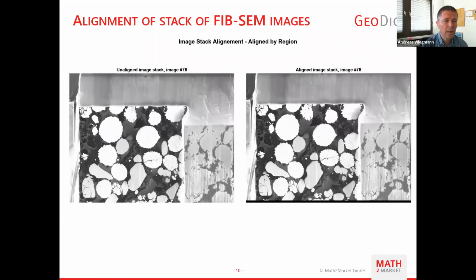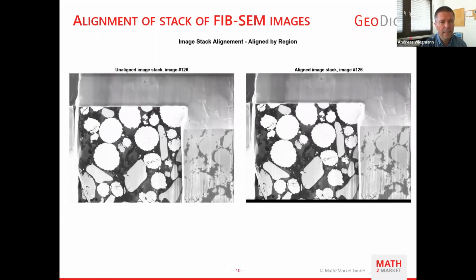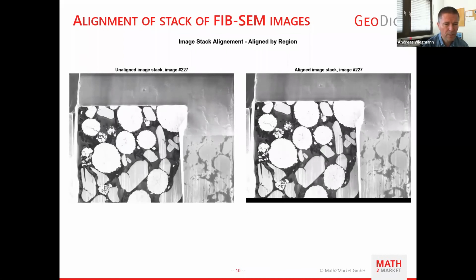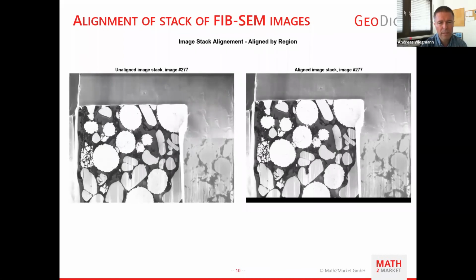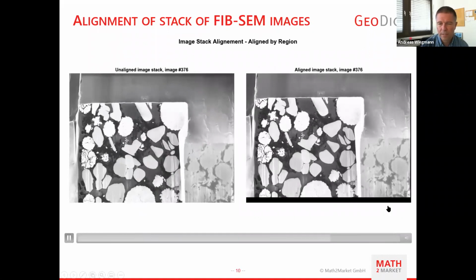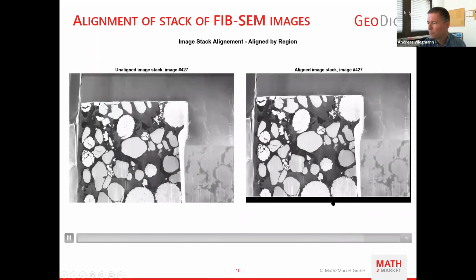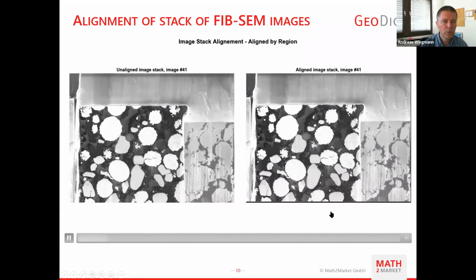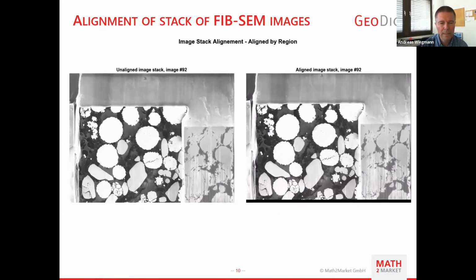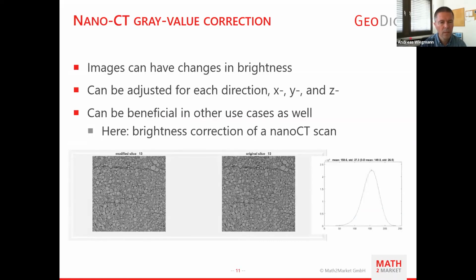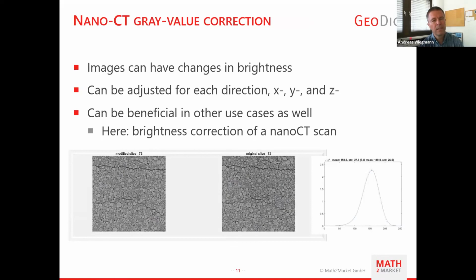Here's one example of how one can align a stack of FIB-SEM images that's on the left, actually jumping around or moving around, and on the right they're all aligned to be always in the same position. And you see this black line coming up here at the bottom, where there was no image there, but the motion of the original stack has led to that black line moving in.